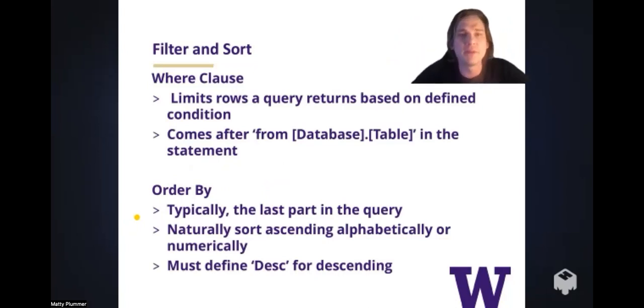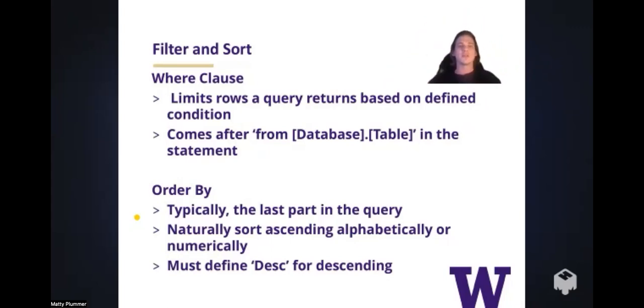The where clause limits the rows a query returns based on the defined condition. In that example we just rolled through, the defining condition is films that were rated R. And it always comes after the from statement, no matter what. Order by is typically always going to be the last thing in the query. There are one or two exceptions, and maybe we'll touch those in one of the other workshops. But as far as we're concerned, it's going to be pretty much the last thing in the statement.